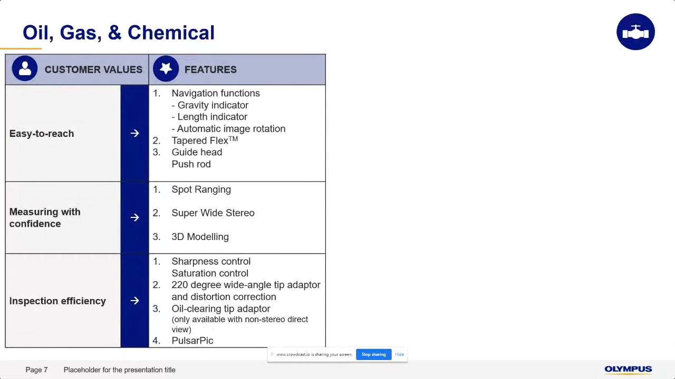Oil, gas, and chemical. First one, easy to reach features. We've effectively gone over 1 and 2, so I'll skip those until we get into more details later. Guide head and push rod. The guide head is a new feature, again, specific to the GAir. The push rod is also specific to the GAir.